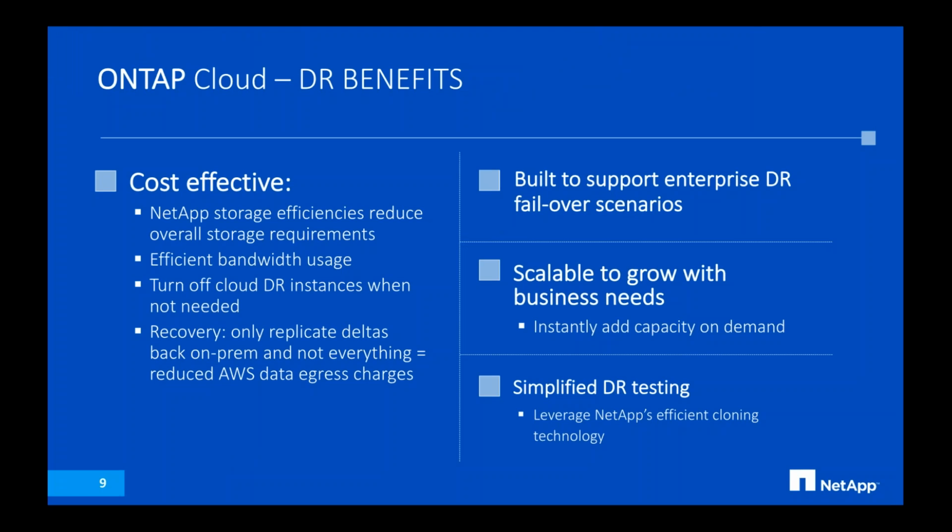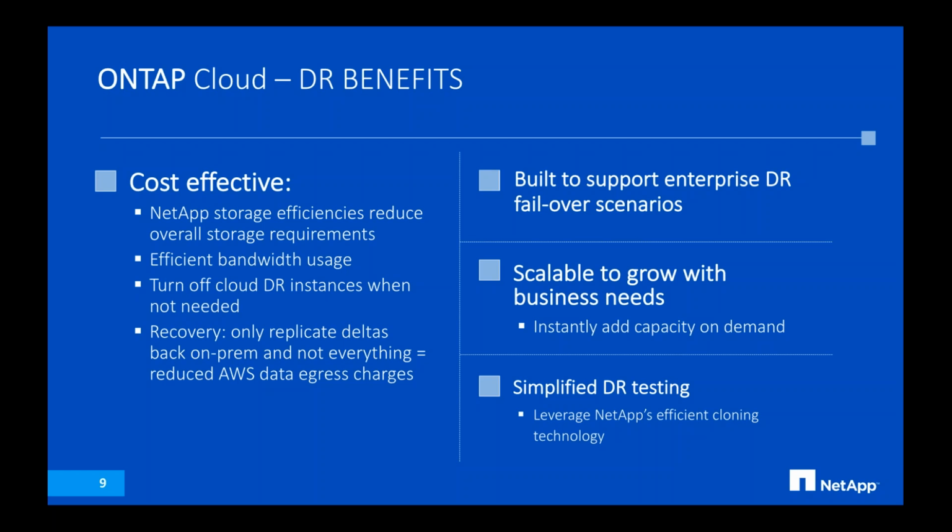Now, just to recap a little bit about some of the DR benefits that we have here: using OnTap Cloud for your DR destination is going to be cost effective. NetApp storage efficiencies are something you can't get on native public cloud storage. You pay for what you provision. If you require 10 terabytes, it's going to be 10 terabytes.